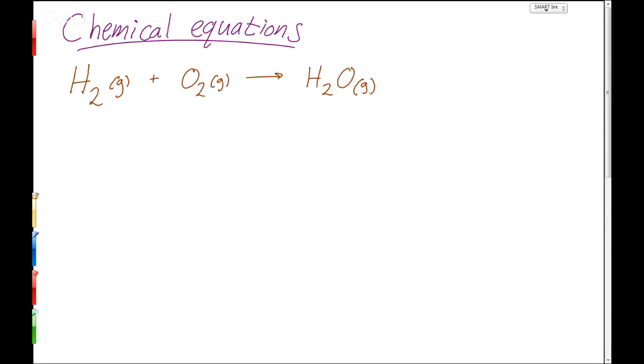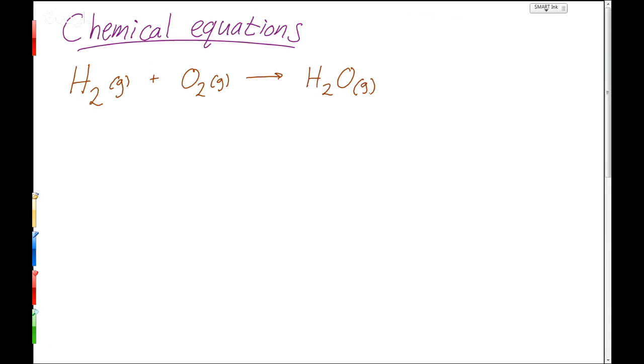Is there also a gas, even though water? Sure. Well, water can exist in any of the three states, right? Because it could be a solid, which is ice. It could be a liquid, which is water. It could be a gas, which is water vapor. In this particular reaction, what's formed is the gas.